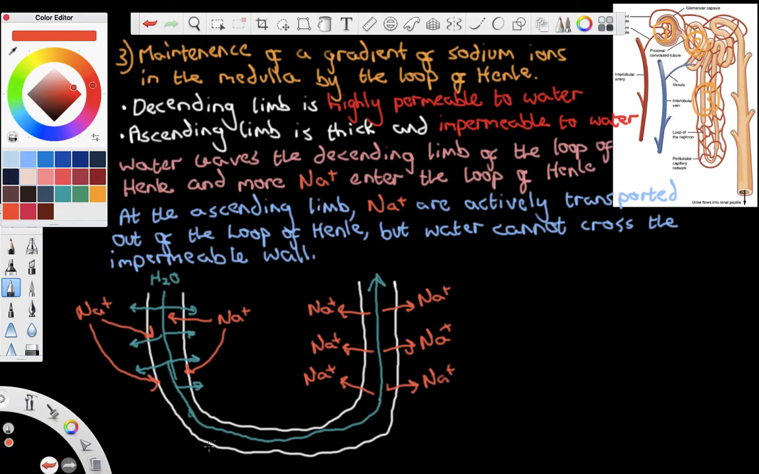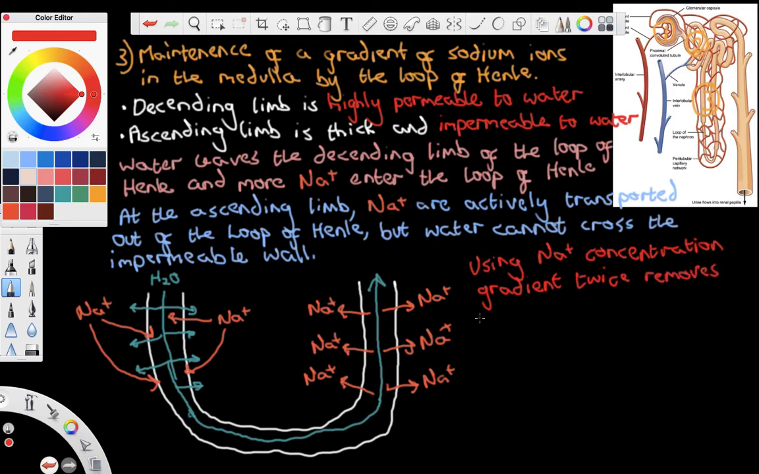Okay? So we can say, and I'm going to put it in red because it's important, that using a sodium ion concentration gradient twice removes most water from inside the nephron.